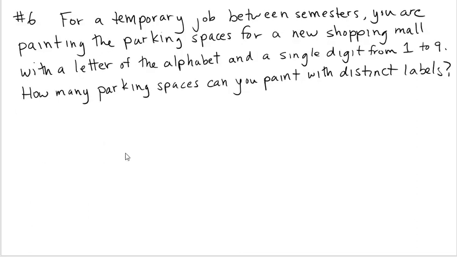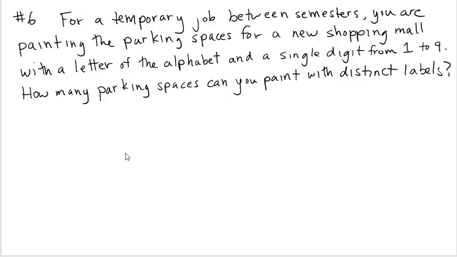Number 6, same page. For a temporary job between semesters, you're painting the parking spaces for a new shopping mall with a letter of the alphabet and a single digit from 1 to 9. In the book problem, they actually give examples of this. I kind of cut down the problem just to fit it on my slide. How many parking spaces can you paint with distinct labels? So when they say distinct, they mean they have to be different.